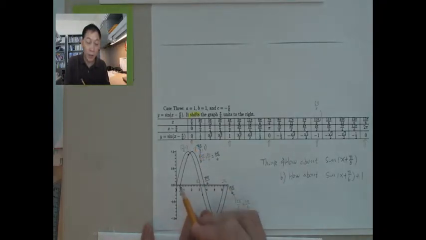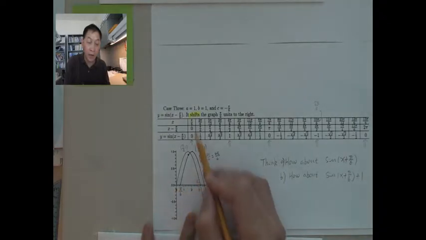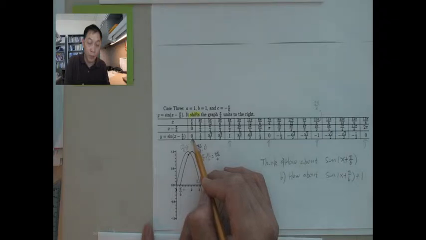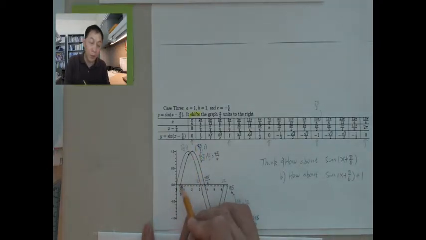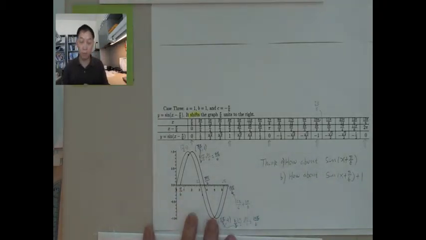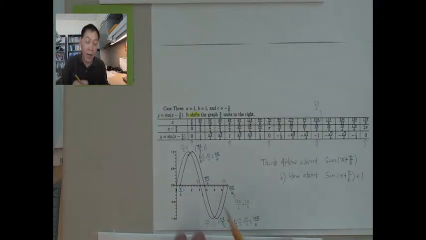Previously it was sine 0, 0. Now x needs to be pi over 6 for y to be 0. So this is the starting point. Previously it was 0, 0. Now it is pi over 6, 0. It looks like the picture shifts pi over 6 to the right. So I have tested the starting one.